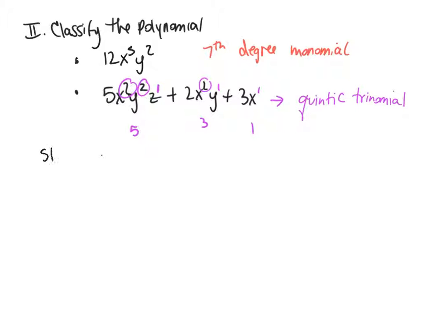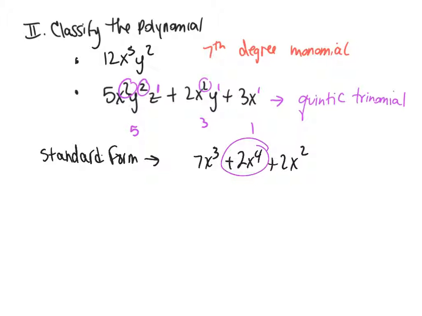Then we have standard form. Make sure you know that when you are identifying things in standard form, they must be in descending order of exponents. So for example, if I gave you something like this here, that's not in standard form. In order to put it in standard form, you put the one with the largest exponent first. Then you go in descending order of exponents. Okay, that's standard form.